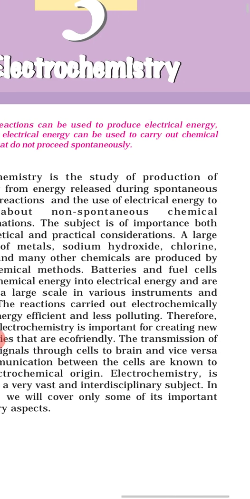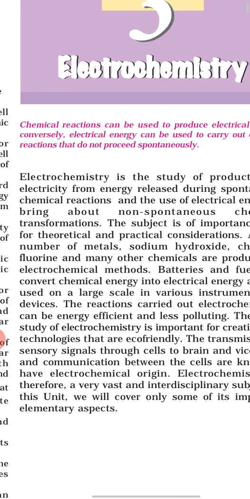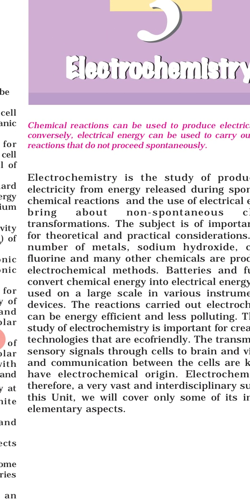Chemical reactions can be used to produce electrical energy. Conversely, electrical energy can be used to carry out chemical reactions that do not proceed spontaneously. This particular statement is actually the main key point of your chapter. Chemical reactions can be used to produce electricity.